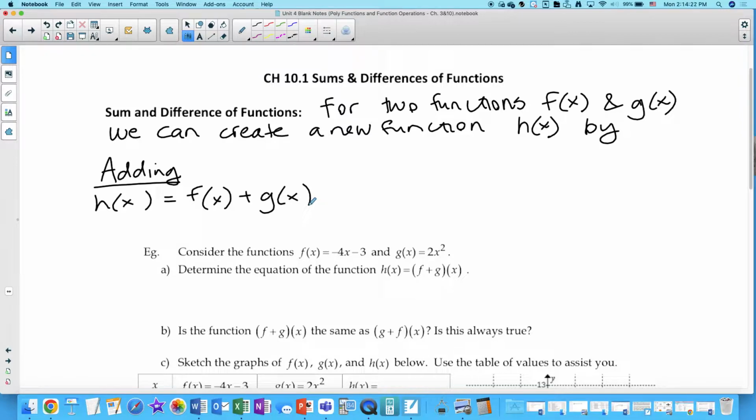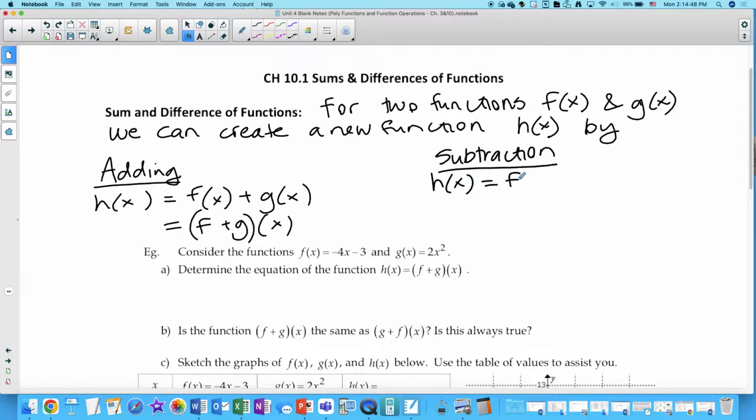And just in terms of notation, when you take a function and it's the sum of two other functions, you can write this f plus g of x as f plus g in a bracket of x. Okay, so those mean the same things. And with subtraction, okay, we could say h of x equals f of x minus g of x. And again, we could write that as f minus g in brackets of x.